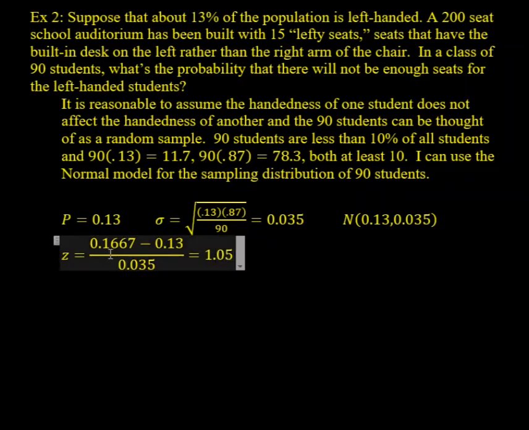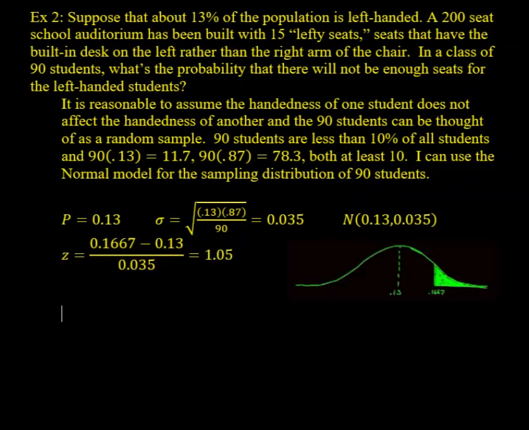So let's take a look at our normal curve real quick. We have 0.13, there's the 0.1667, and we're going above that. So we shade to the right. A little bit more than one standard deviation away. So the probability that z is greater than 1.05 equals 1 minus 0.8531, which is the value from our z-table. This equals 0.1469.